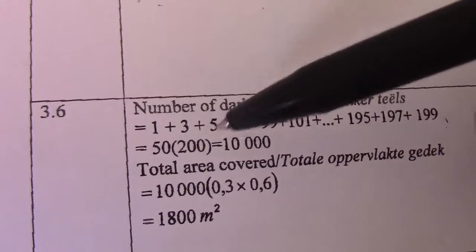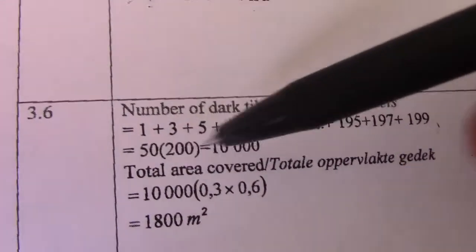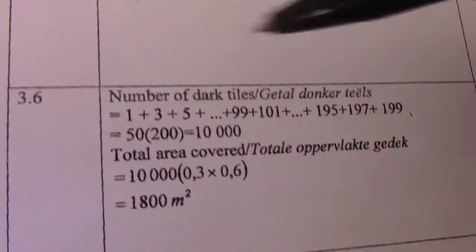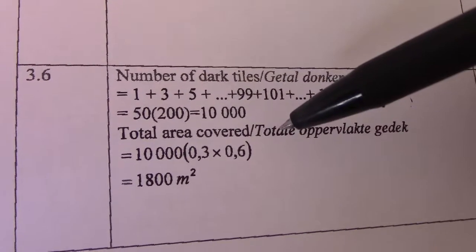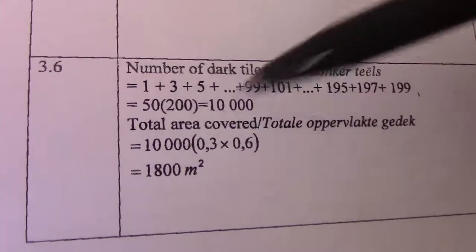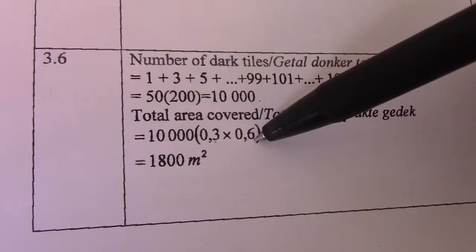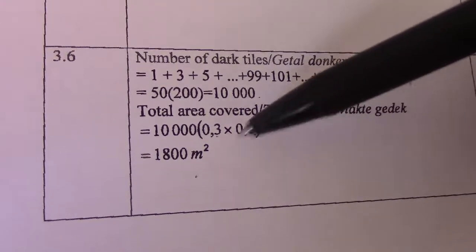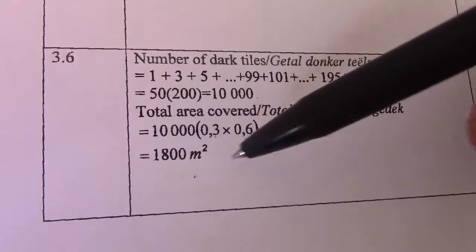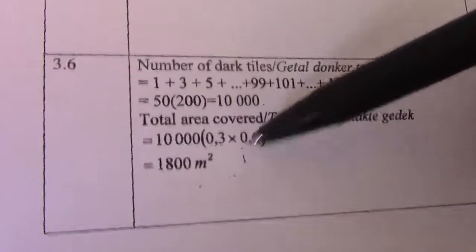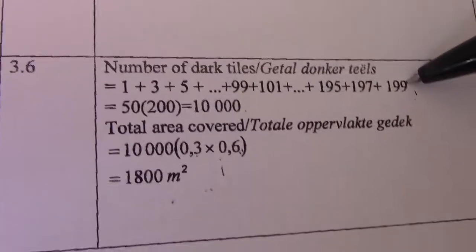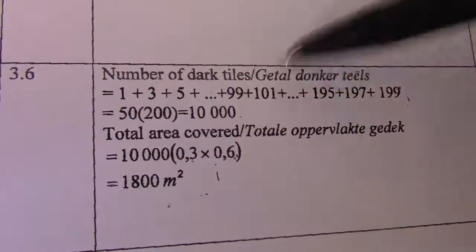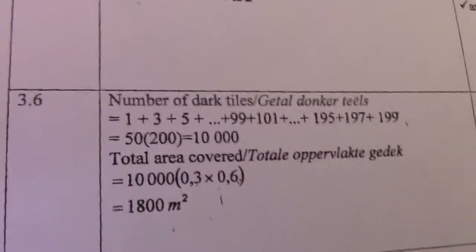Alright, so 50 times 200 equal 10,000. I multiply, that is 50 tiles times 200 because increased by 2. So total area covered, alright, 10,000. 0,3 times 0,6, which gives me 0,18 times 10,000 gives me 1,800 square meters. So be very careful. You see there I had to count how many tiles I have and how many patterns I have, so it's 2 more. So to get to 200 I'm actually dealing with half of that.